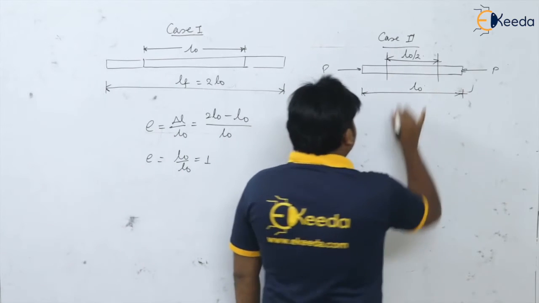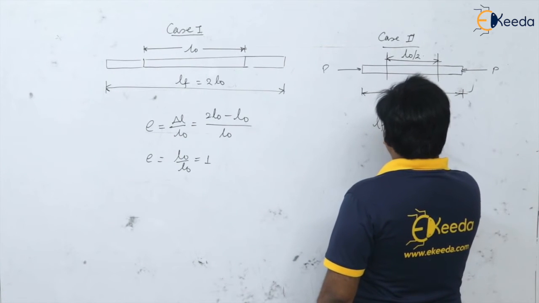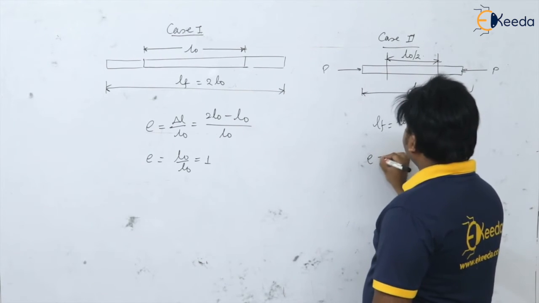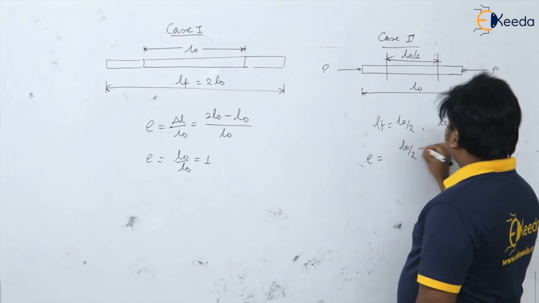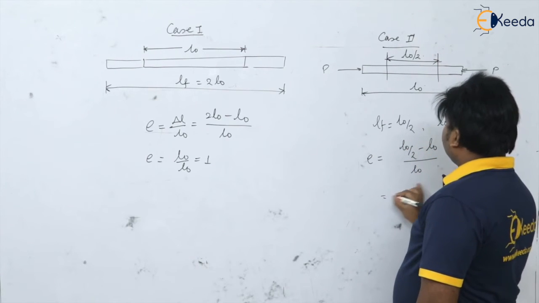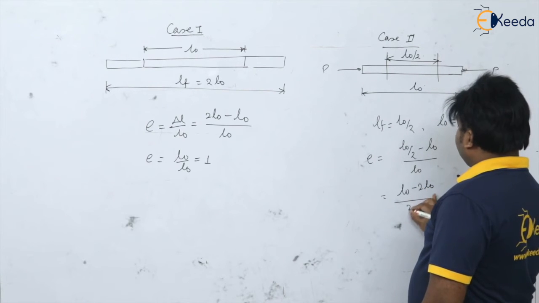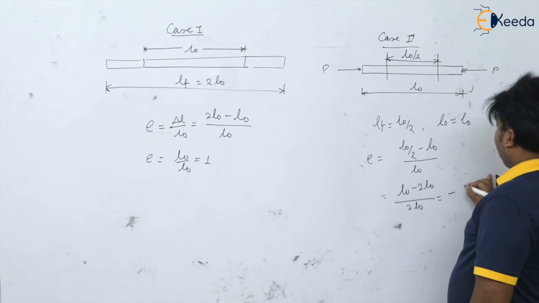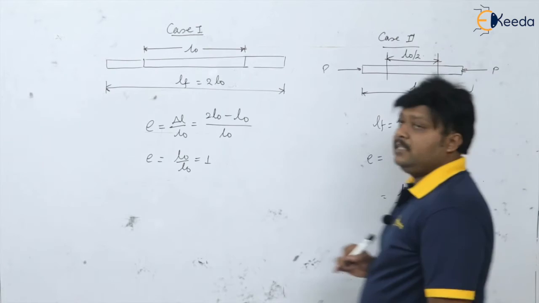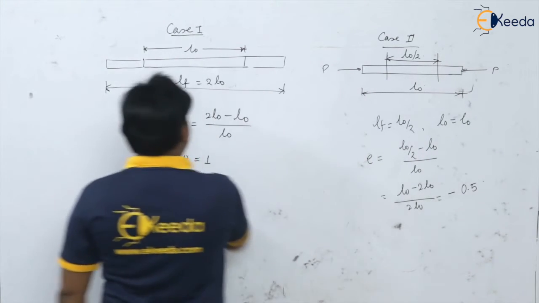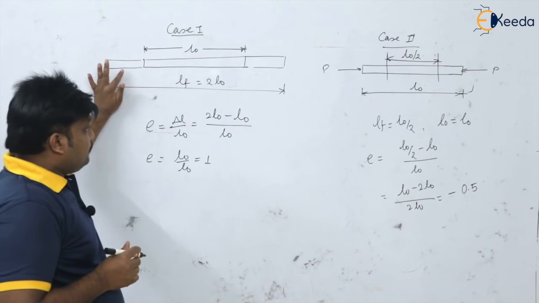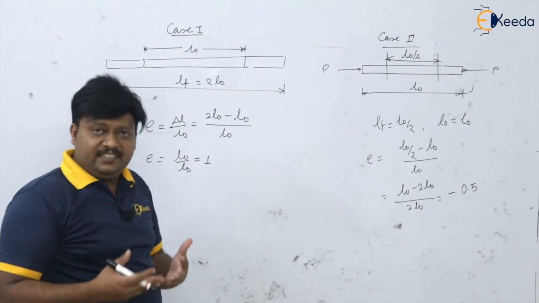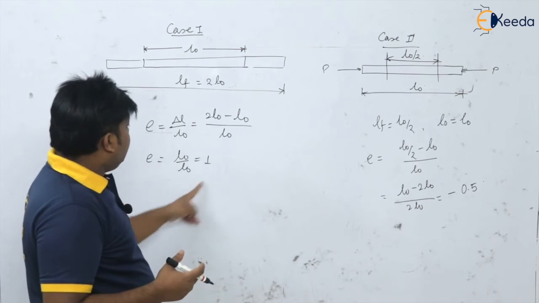Now here the final length was L original by 2 and the original length is L original. So what is E here? Change in length, that is LO by 2 minus LO divided by LO. That is LO minus 2LO divided by 2LO, that is minus 0.5, isn't it? So minus because it is compressive and plus because it is tension. Now see here, for small values of the strain, see, how much did it come here?